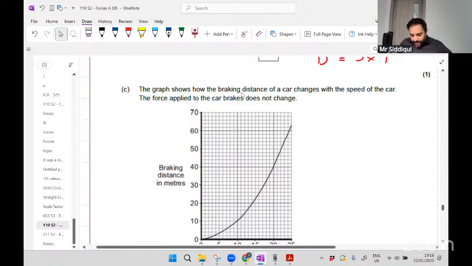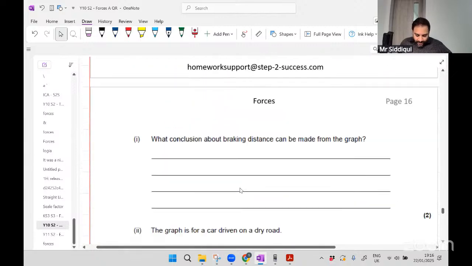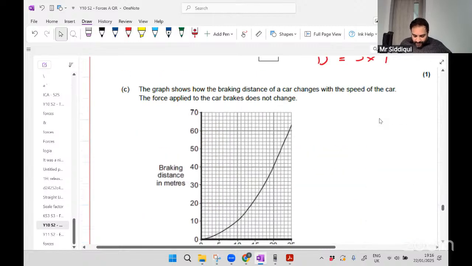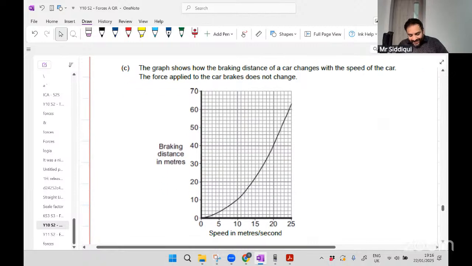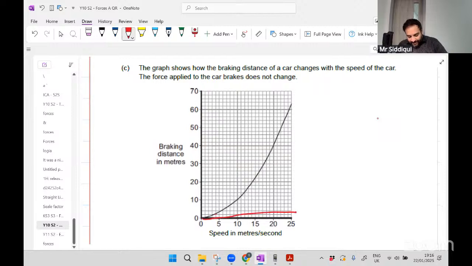The graph shows how the braking distance of a car changes with the speed of a car. The force applied to the car brakes does not change. What conclusion about braking distance can be made from the graph? Well, the first most obvious mark to say is that clearly the graph shows that as you get faster, your braking distance increases. So I would definitely say that first, that braking distance increases with speed for a start. That would be the most obvious thing. You can mention the words positive correlation if you wanted to do that.